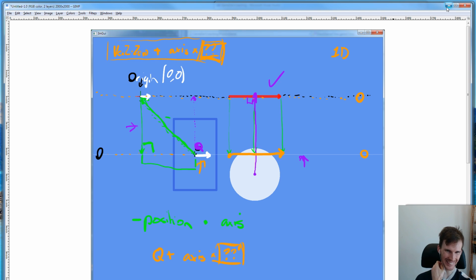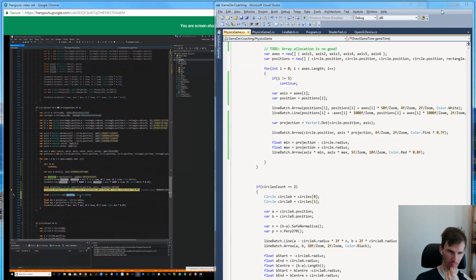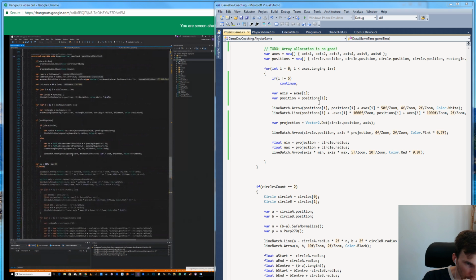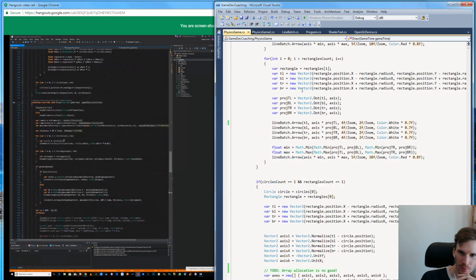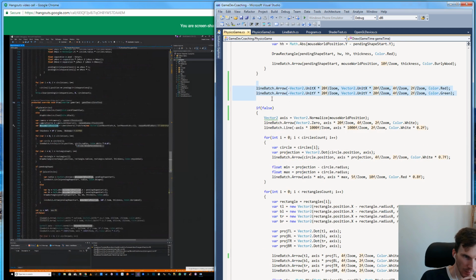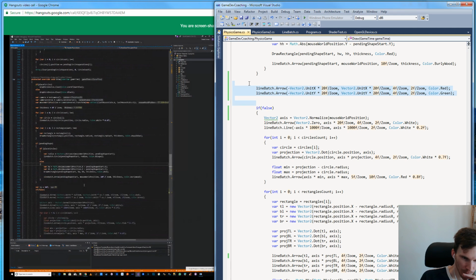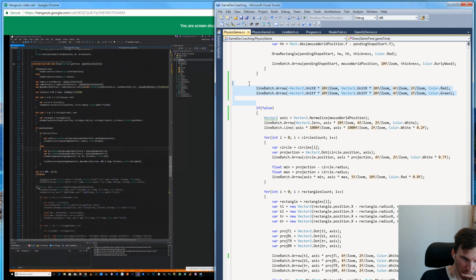I don't know why. This is the circle position. This is the position that happens to relate to the rectangle. This is what I think is the origin. Wait, actually we have the origin somewhere up here. Where is that guy? Origin was basically the mouse world position. No. We'll call this the origin axis, maybe.